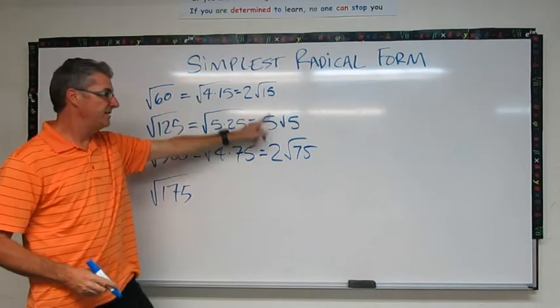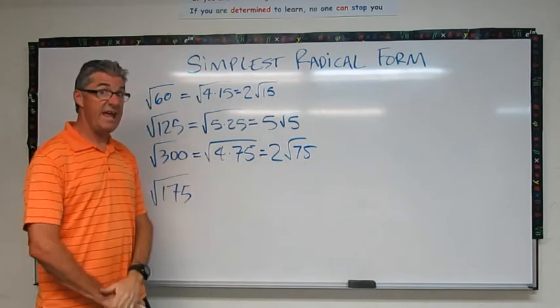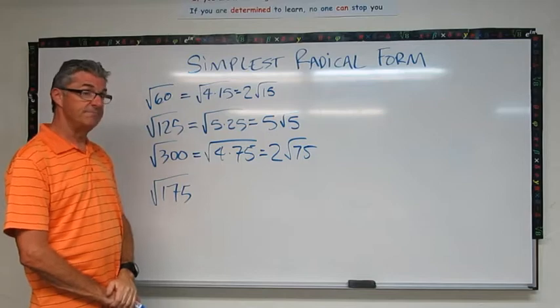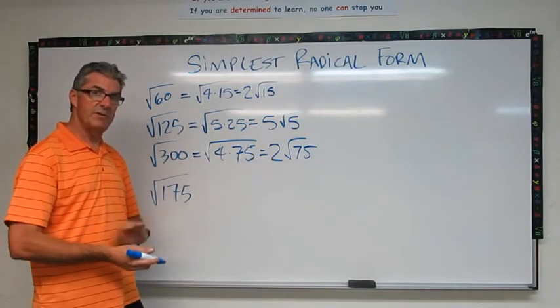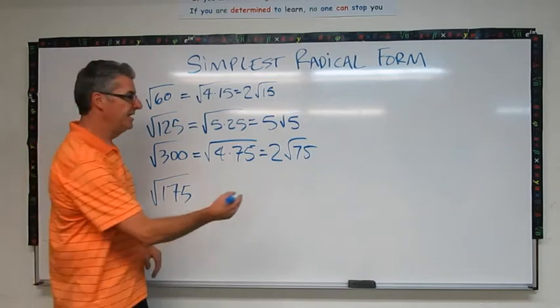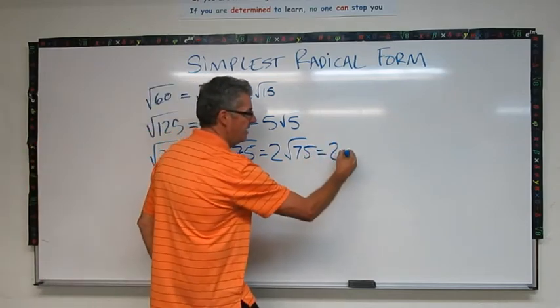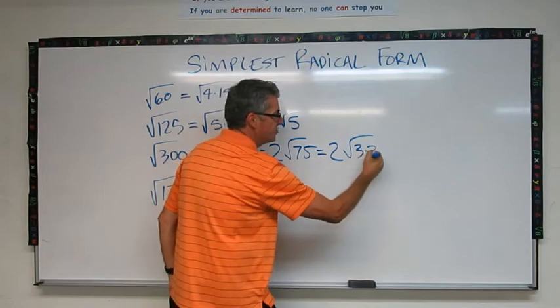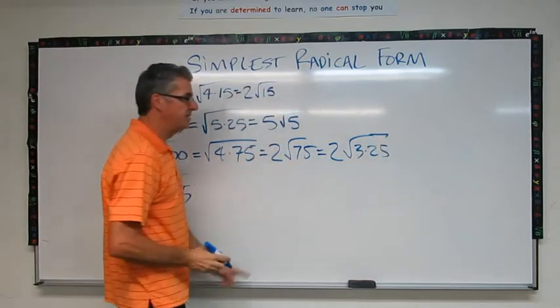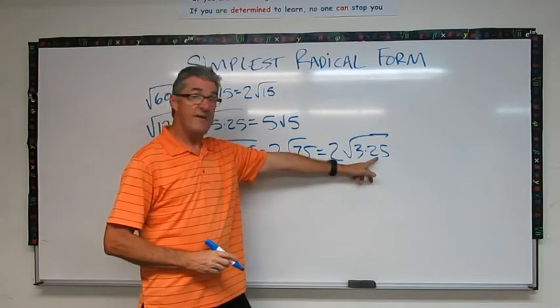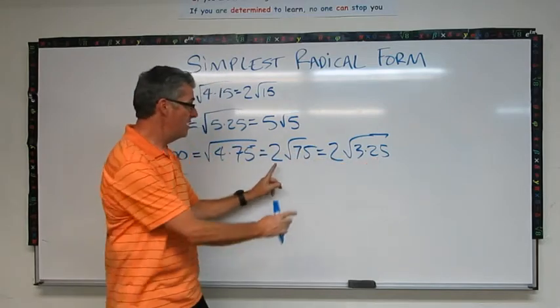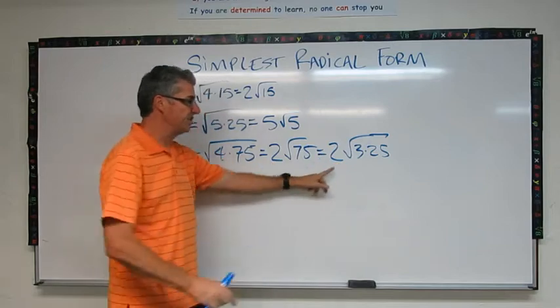Now remember when we did this one, I said look at that number and see if you could do it again. 75. You can do that one more time. What are 2 factors of 75, one of which is a perfect square? If you came up with 3 times 25, you did a good job. Because 3 times 25 is indeed 75, and 25 is a perfect square. Notice how this 2 just stayed here. It's along for the ride.